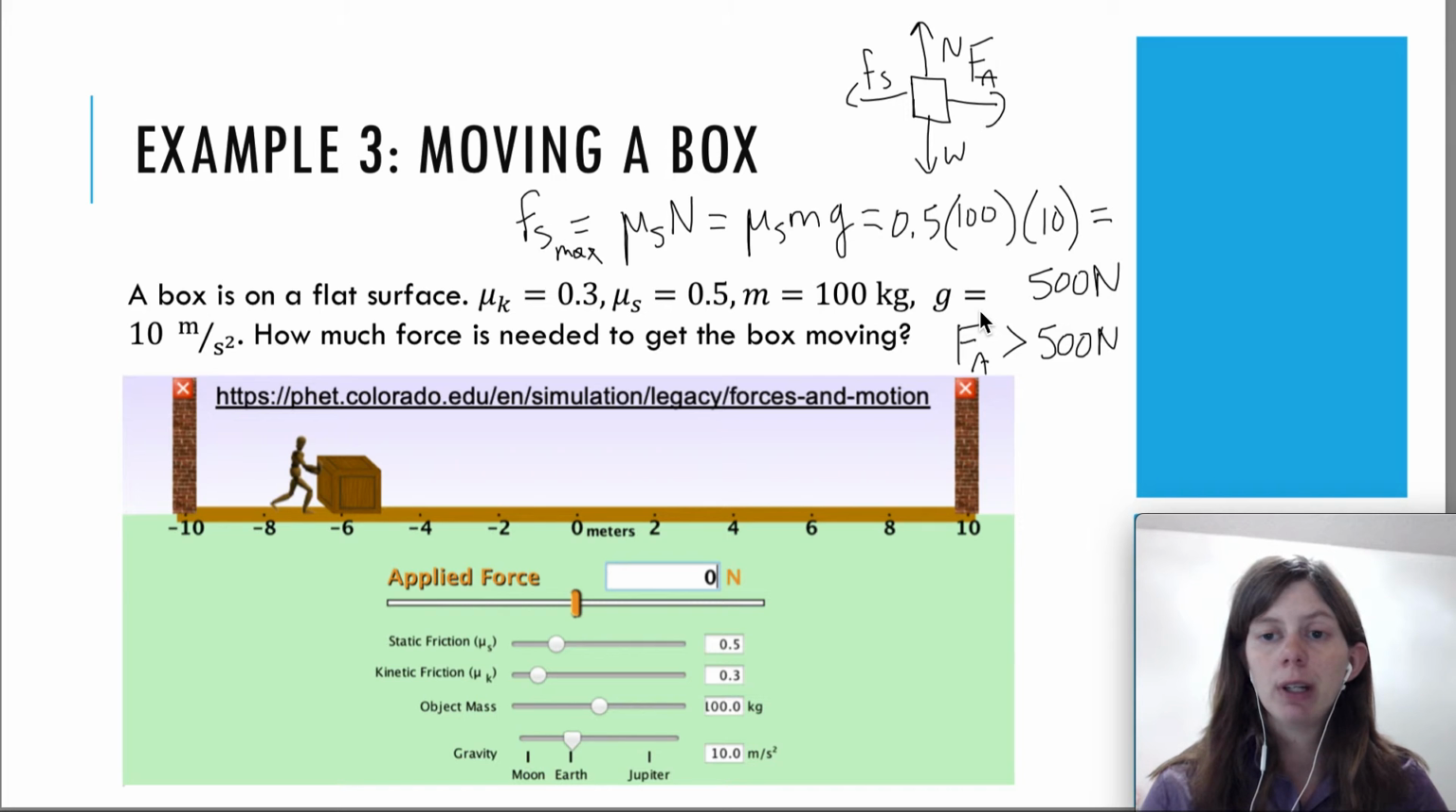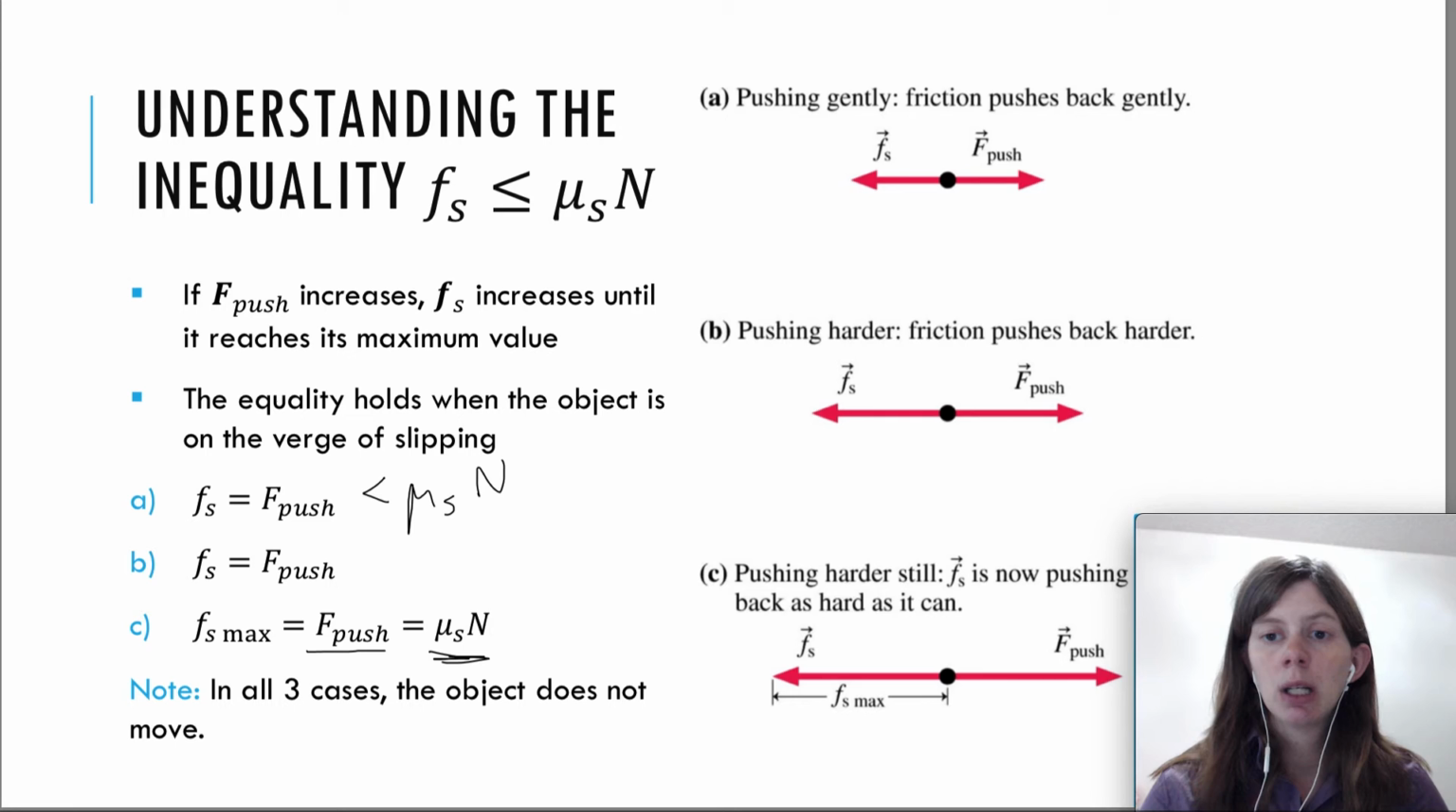That's all for this video. Just to recap, when you're dealing with static friction, only use the equality that the static friction force equals mu s times n when the object is on the verge of slipping. Otherwise, all you know is that the static friction force just opposes the pushing force.